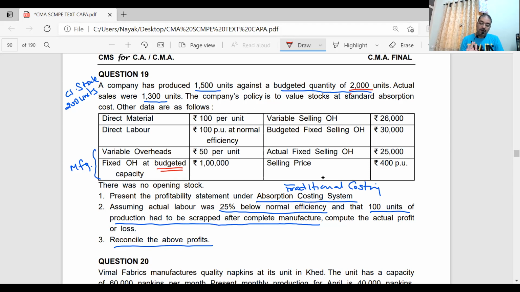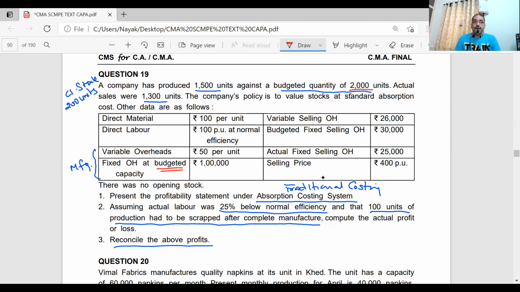Yeah, so that means 100 into 2,000 divided by 1,500? No, that is not for absorption cost. That we will do only for the second part of the question, that is for calculating actual profit or loss. That inefficiency you are talking about, 25% below normal efficiency, we will calculate for the actual calculation of profit or loss. Absorption is taking place at 100 rupees only for 1,500 units. Why, sir? Because we're not taking the actual cost here. Why are we not taking the actual cost?